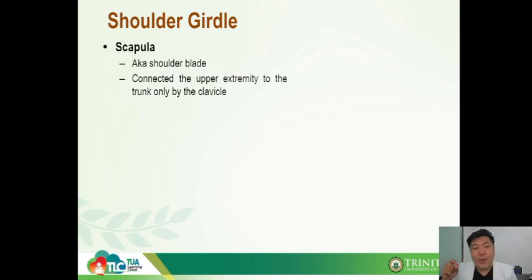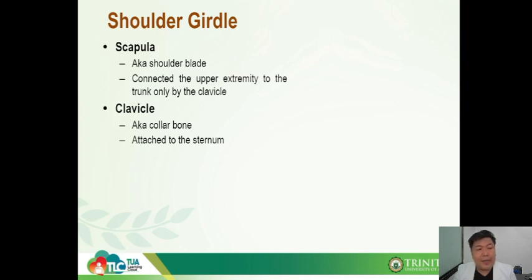Through what bone? By the clavicle only. So, nakakonect yung entire upper arm natin sa katawan natin only through the clavicle. Kasi dyan connected yung scapula natin. Okay? And next is the clavicle, also known as the collarbones. And they are attached to the sternum naman.